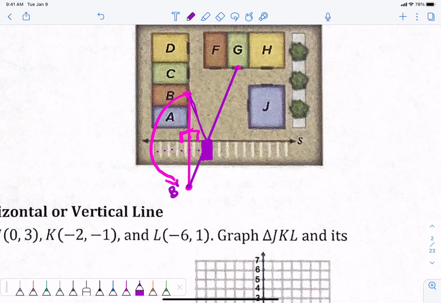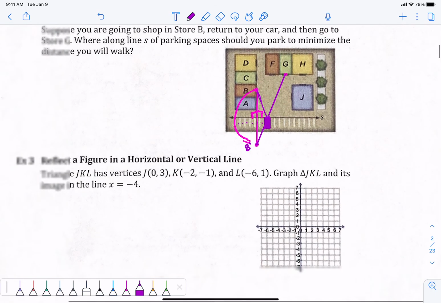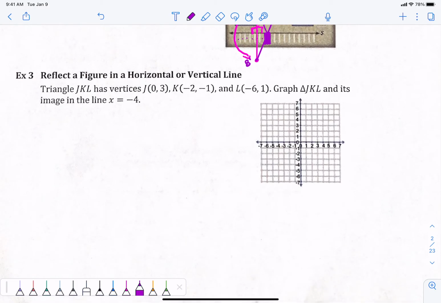So anyway, that's where you want to park. That's the shortest distance, so that's kind of nice. Okay? Now the rest of this is just really super easy. We're just graphing points and such, okay? So let's graph these points. JKL, 0, 3 is J. K is -2, -1. Here he is. And L is -6, +1. JKL, and we're going to connect those dots and make a nice, pretty triangle.